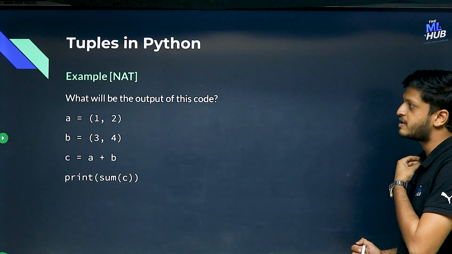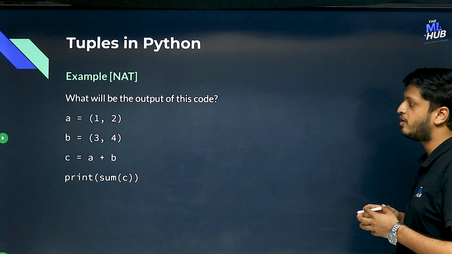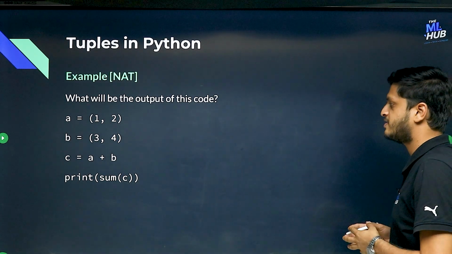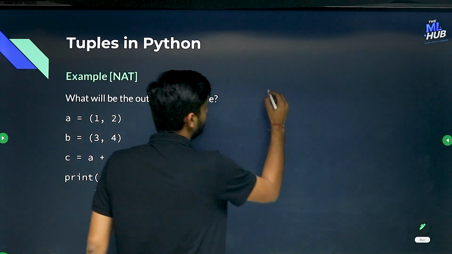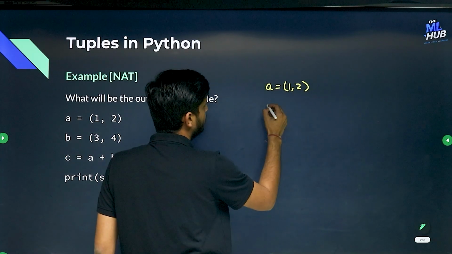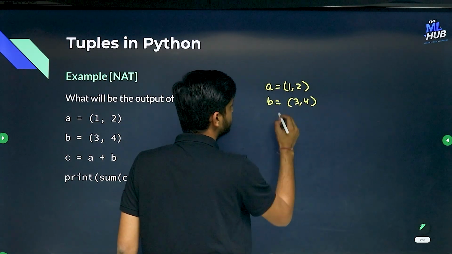Now let's look at the next question. What will be the output of this code? a = 1, 2, b = 3, 4, c = a + b. Print sum of c. So a = 1, 2. So the tuple 1, 2 goes inside a. b = 3, 4. So the tuple 3, 4 goes inside b.